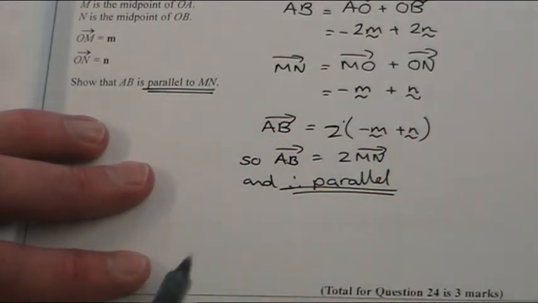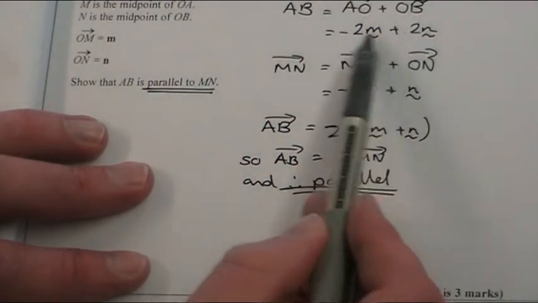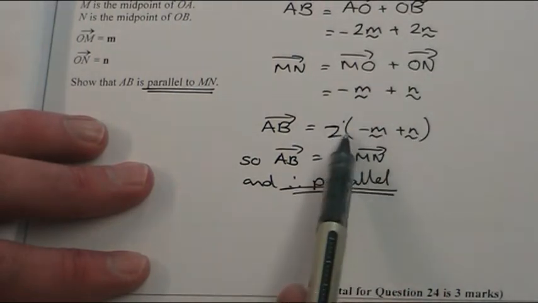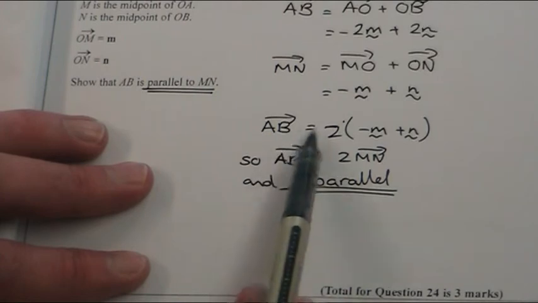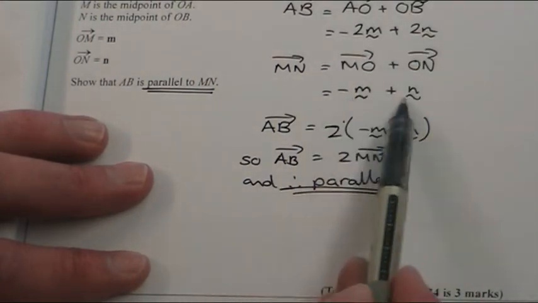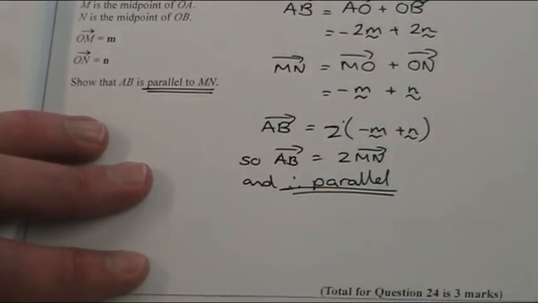I'll just go over that because you couldn't see it. All I did is I said, well, that is double that, so I can take a 2 out to represent it. Because it is double, I can say A to B, this one, is double this one, so that means they're parallel. They have the same vector, but a different magnitude.